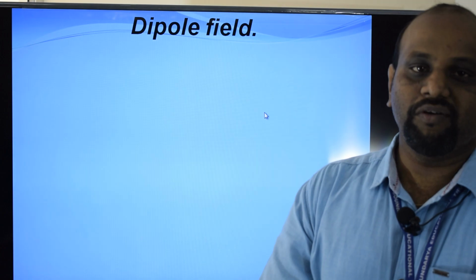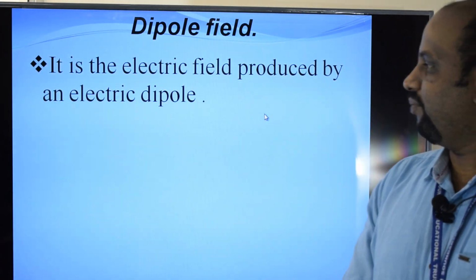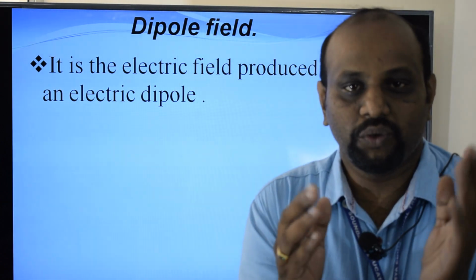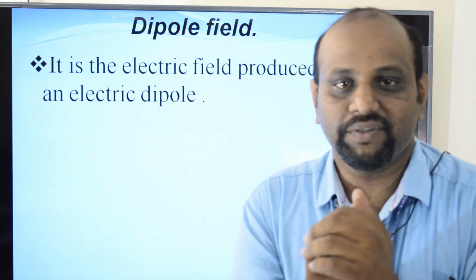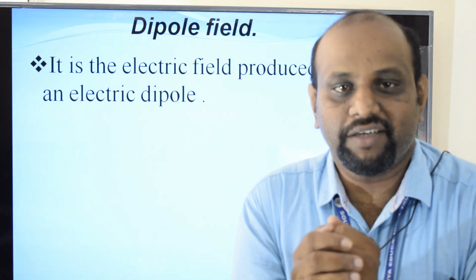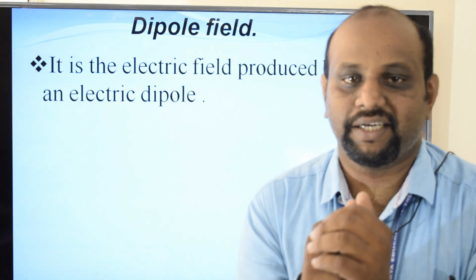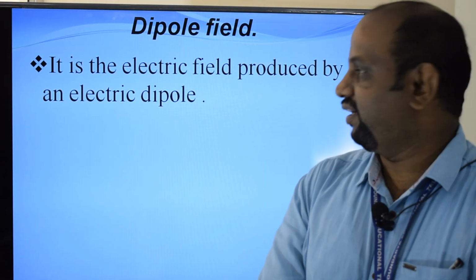What is meant by dipole field? Dipole field is the electric field produced by an electric dipole. A dipole consists of two charges, one negative and another positive. The electric fields produced by the negative charge and the positive charge combine, and the resulting electric field produced by the dipole is called the dipole field.